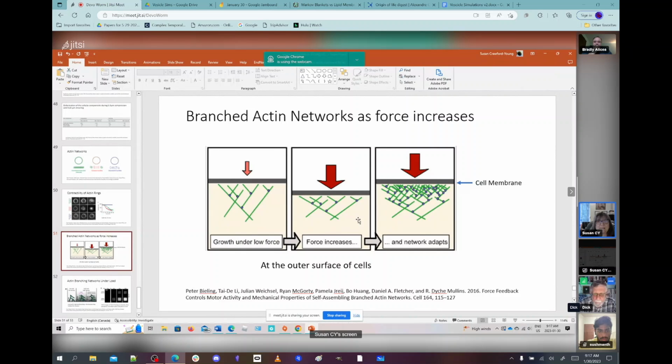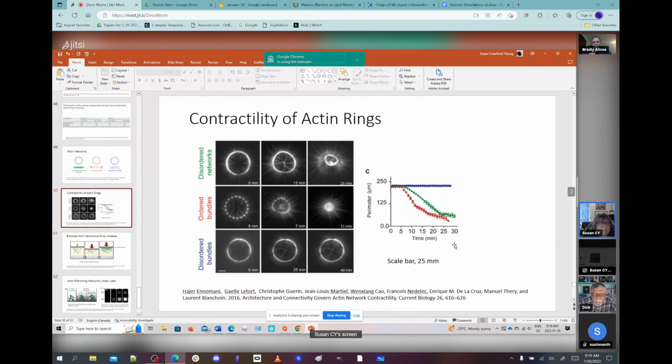Oh well, I was just showing them this slide. So these are actin rings that they've made, and if you have disordered networks, they sort of close in on themselves. But if you have ordered bundles, you get a closure here. So this is kind of like wound healing, I guess. And then if you have disordered bundles, nothing happens.